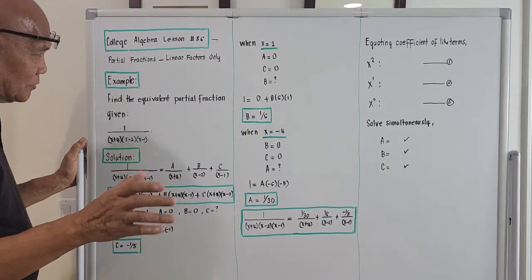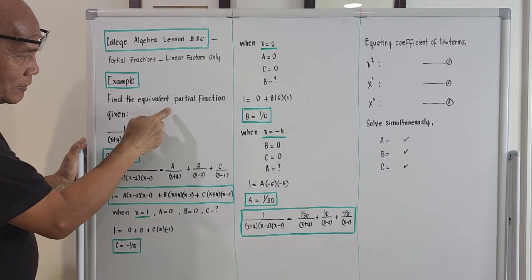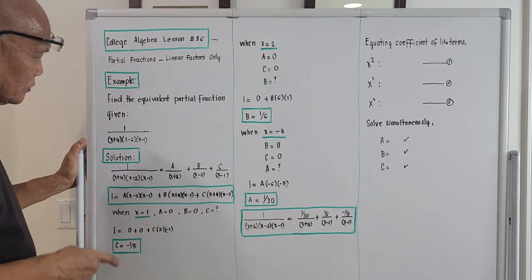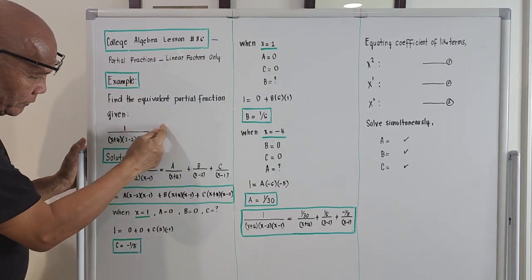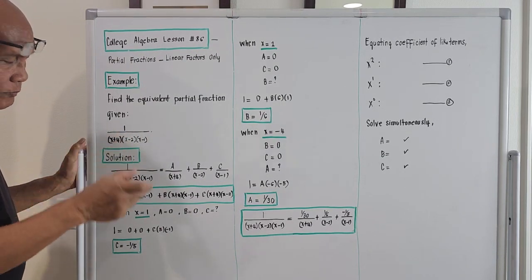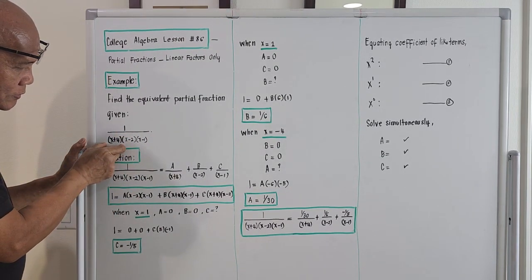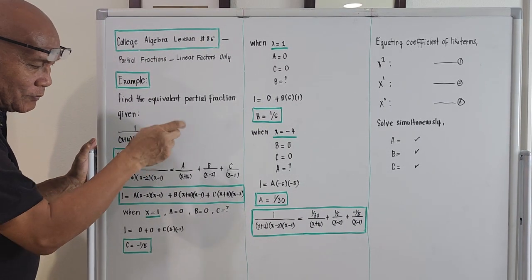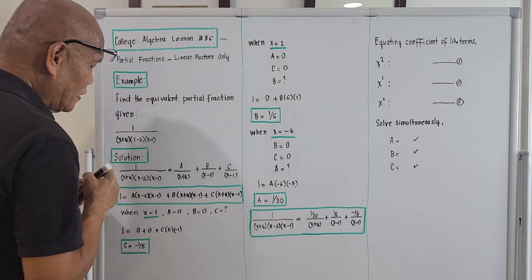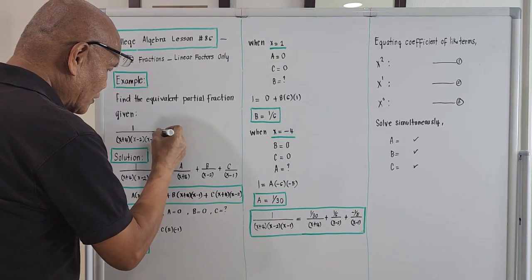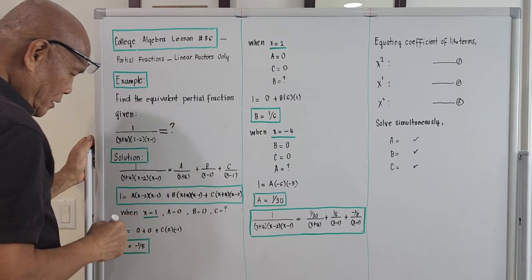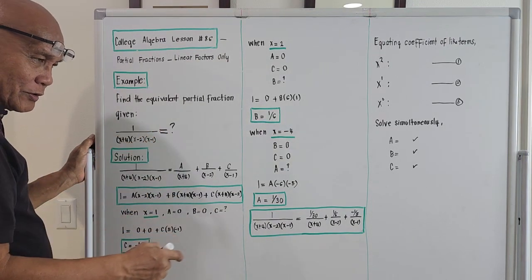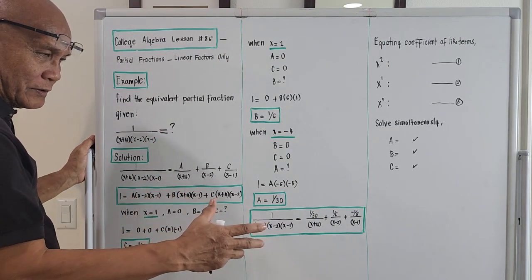For the example for this morning, find the equivalent partial fraction. We are given the algebraic expression 1 all over the product of three binomials, that is the quantity x plus 4 times x minus 2 times x minus 1, and the problem is asking what will be the equivalent partial fraction of this. Since there are three linear factors under the denominator, no one is repeated.